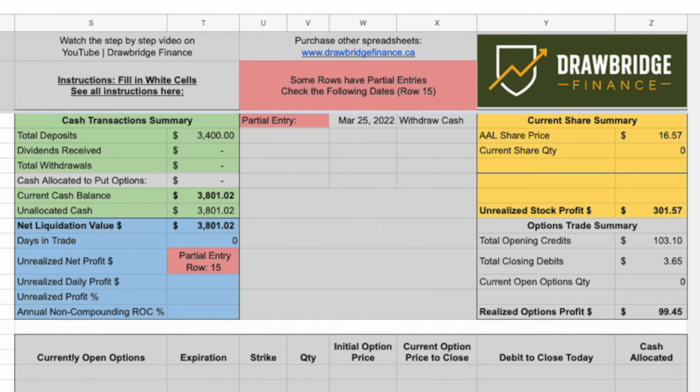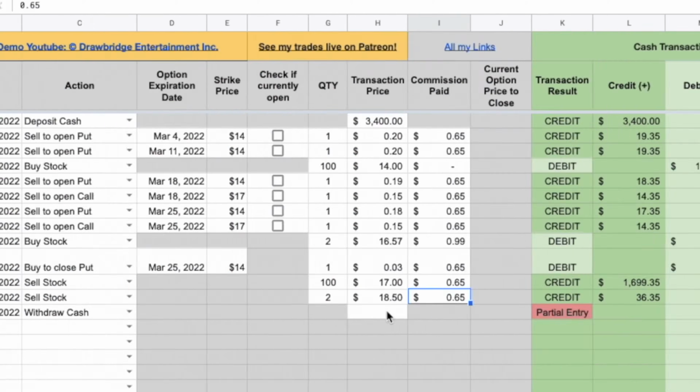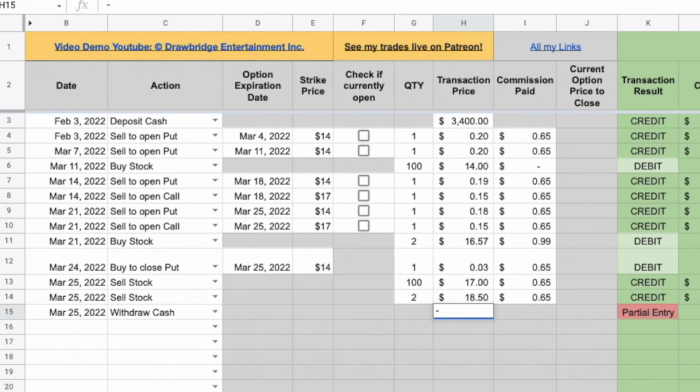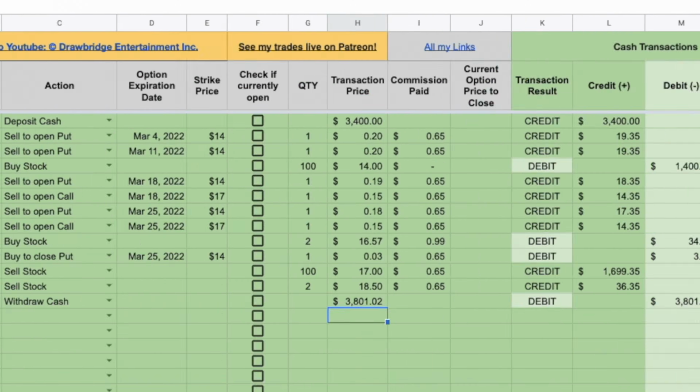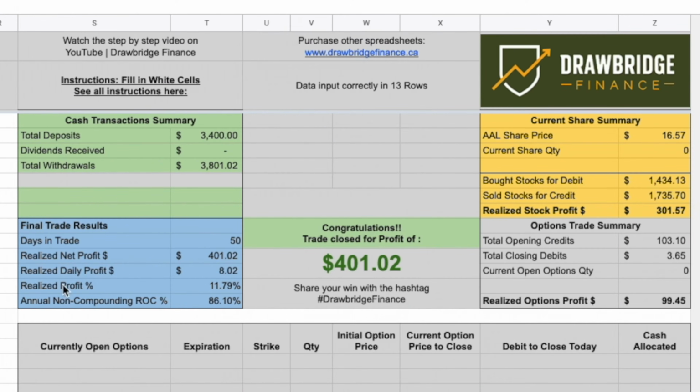And because there's no shares, this is all just cash. So put in that total, negative 3801.02. I entered this as a negative, and the sheet is telling me that I did that incorrectly. It doesn't want a negative number. It has to be a positive number. It immediately turns the whole sheet green. It shows that the transaction has been closed, and it gives us the total profit.